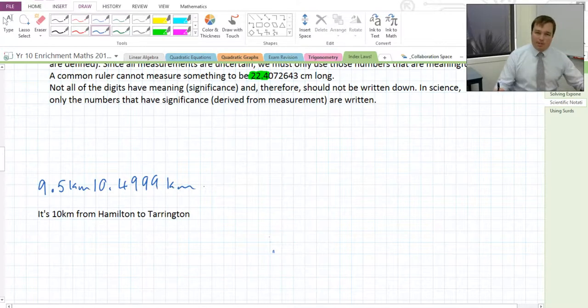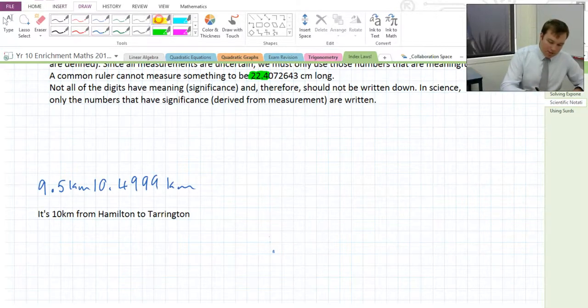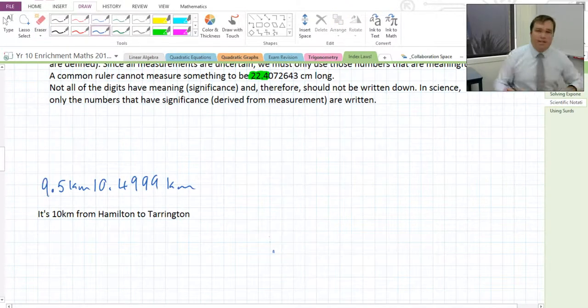If the actual distance from Hamilton to Tarrington was 9.6 kilometers, or 10.4 kilometers, you would completely be forgiven for saying in general conversation that it's 10 kilometers. And going by the trip odometer in the car, yeah, about 10 kilometers is fine. So when you say it's 10 kilometers from Hamilton to Tarrington, the level of precision you're assuming really is just this digit here. You just have to worry about getting it right to the 10 mark.